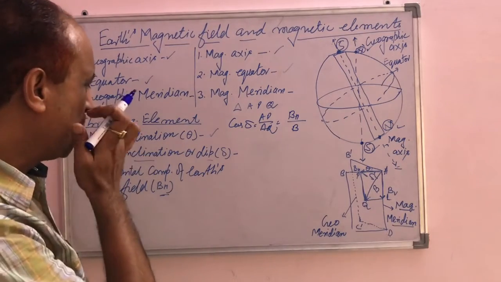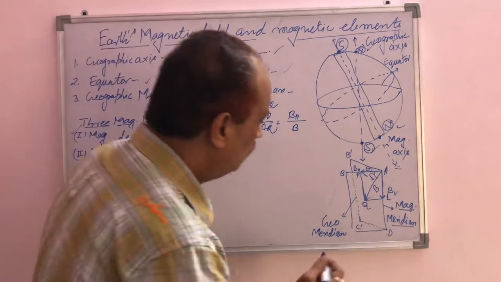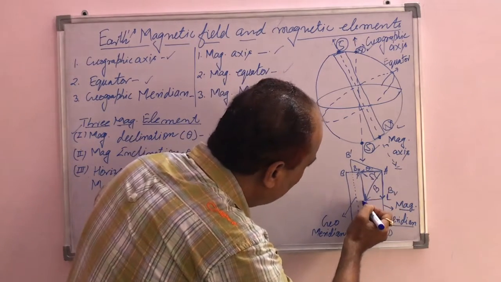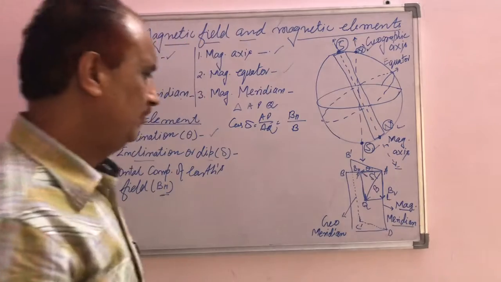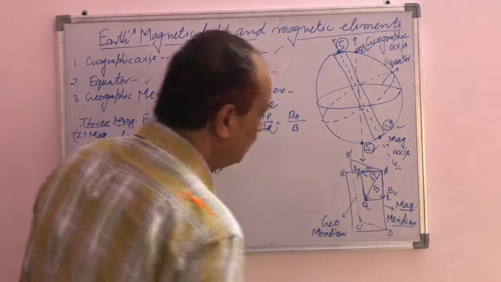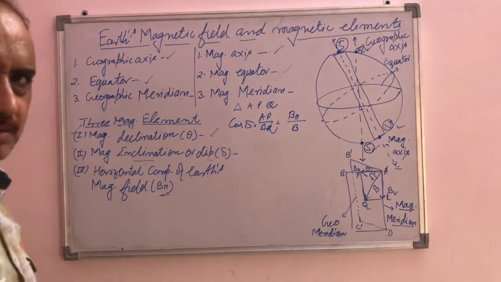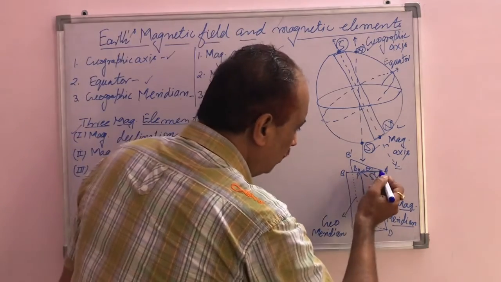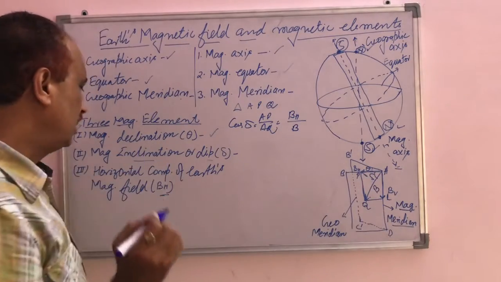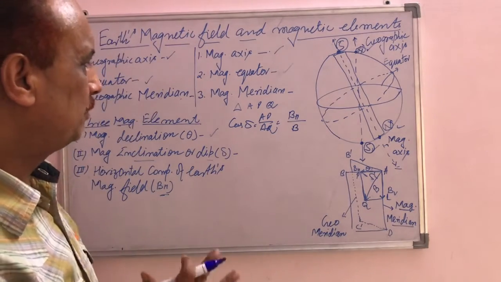Next is magnetic inclination or dip, denoted by delta. The angle between the direction of the total Earth's magnetic field and the horizontal direction is known as magnetic inclination, denoted by delta. So this is the angle of dip. And the horizontal component of the Earth's magnetic field means the component of the total Earth's magnetic field along the horizontal direction.